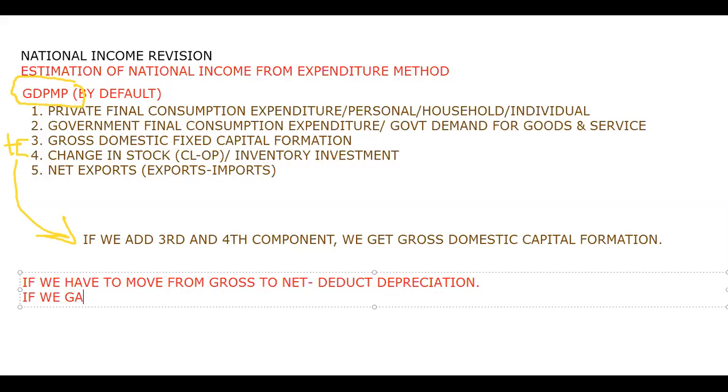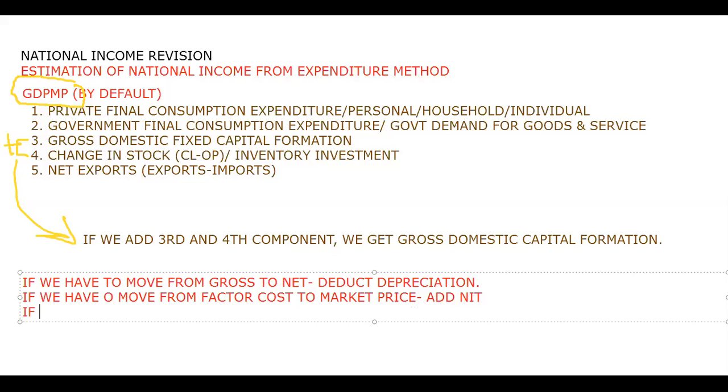Same way, if we have to move from factor cost to market price, that is from FC to MP, what will we be doing? In that case, definitely what I'm going to do is add NIT. And we all know what is NIT. That is net indirect taxes. ठीक? और वो कैसे निकलता है? Indirect tax minus subsidies.